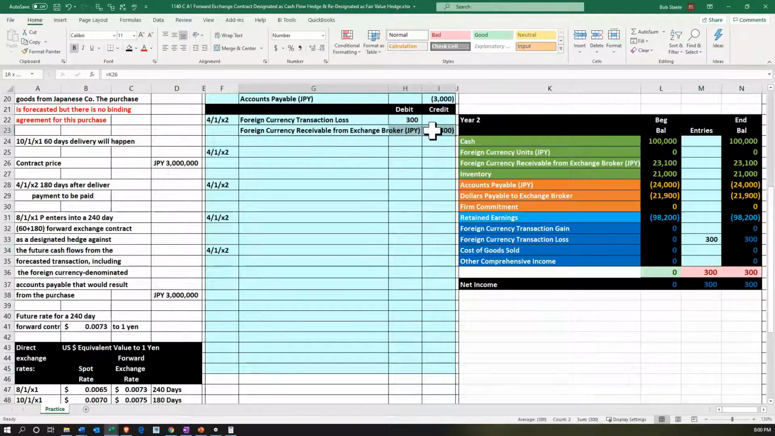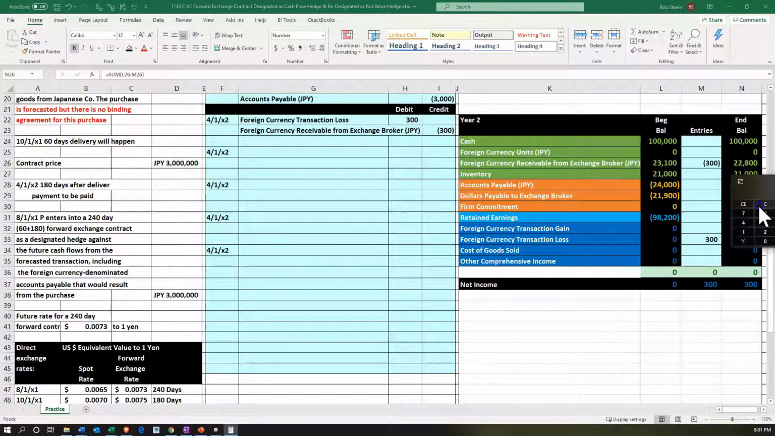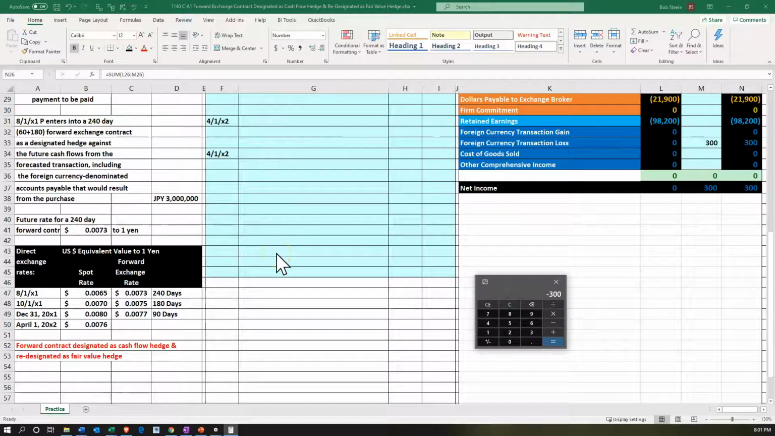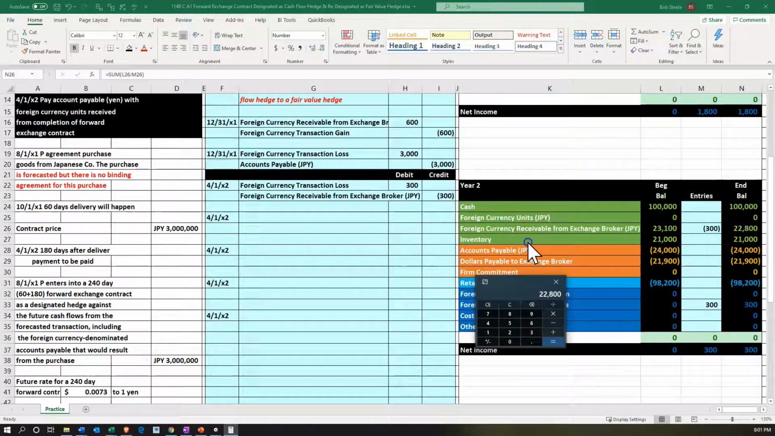Then we've got the foreign currency receivable going up top. This is going to be equal to the $300 up there. We're now at that 22.8. How do you calculate the 22.8? It's going to be the 3 million times the 0.0076. We're going to calculate that 22.8 multiple times.